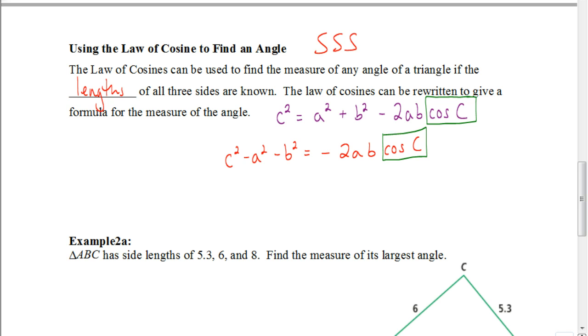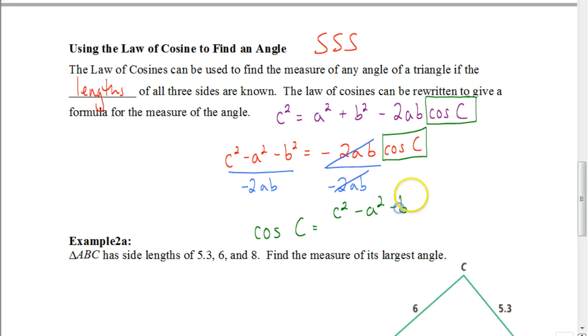Now, to get rid of this negative 2ab, we are not going to add 2ab to both sides. That is a common mistake that I see people making. Again, we are multiplying negative 2 times a times b times the cosine of C. So in algebra, to get rid of something, we always do the opposite. So instead of multiplying, we are going to divide both sides by negative 2ab. That gets the cosine of C by itself, and the result is c squared minus a squared minus b squared, all divided by negative 2ab.